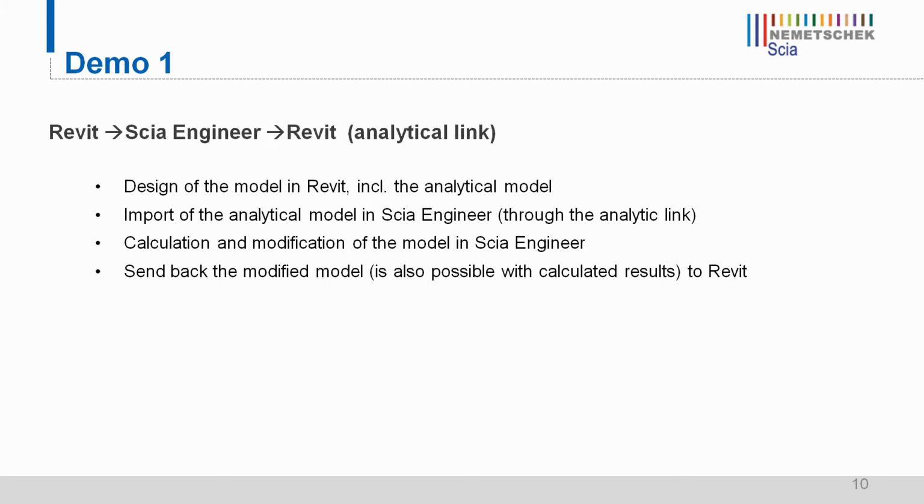Now in the next step we will show you different demos about these exchanges. The first exchange will be about Revit and Scia Engineer through the analytical link, so the application programming interface. So we will have a model in Revit. It will include the analytical model, and this analytical model will be imported into Scia Engineer through the analytical link, in which we will calculate and modify the model in Scia Engineer, and we will send it back. It's possible to send it even back with results to Revit.